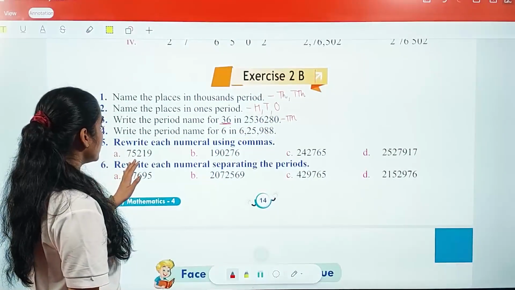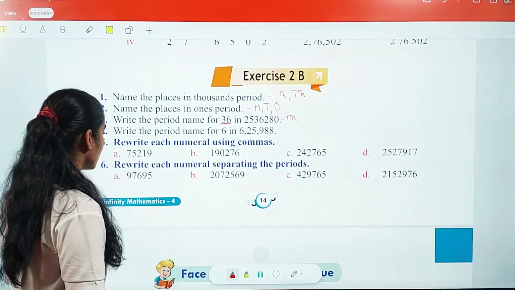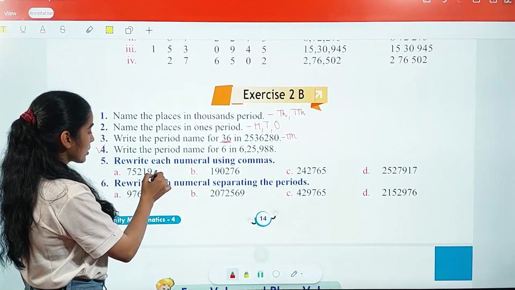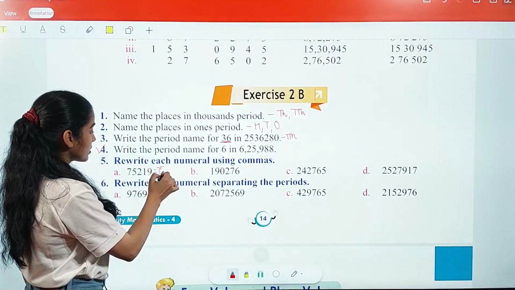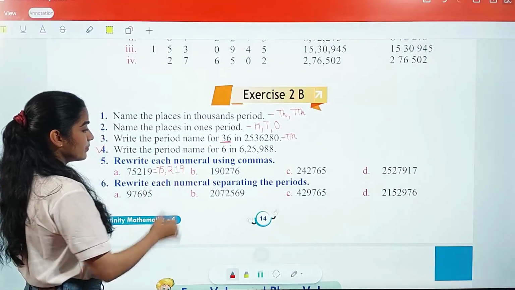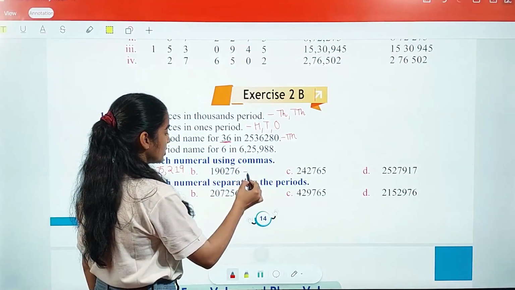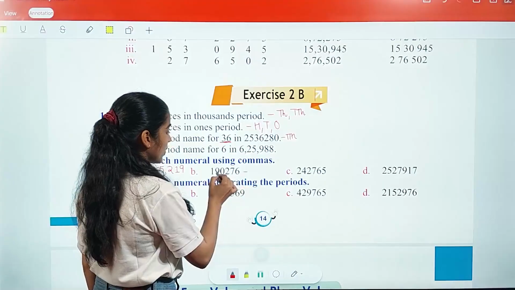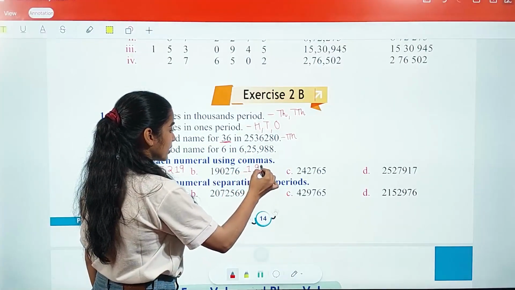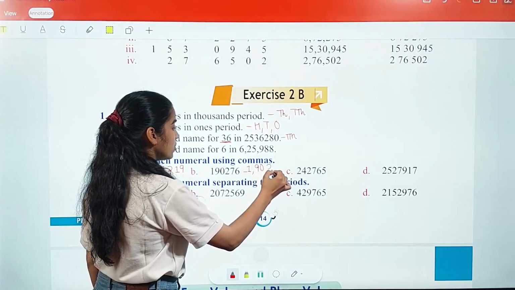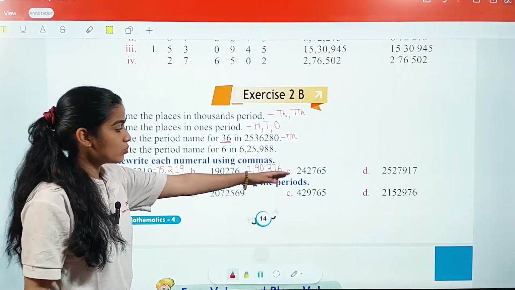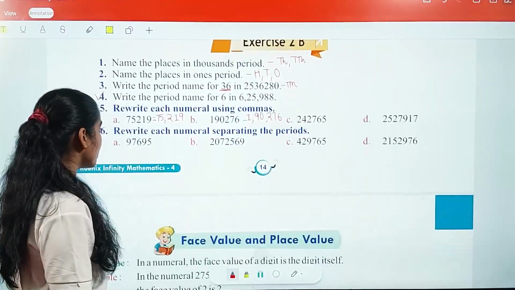Now rewrite each numeral using commas. So this is your 75,219. So how can you write it? 75,000, comma, 219. In this also we are doing this. We count 1, 2, 3, 4, 5. So it means 5, 1,90,276. So you can do these two parts and try to do it yourself.